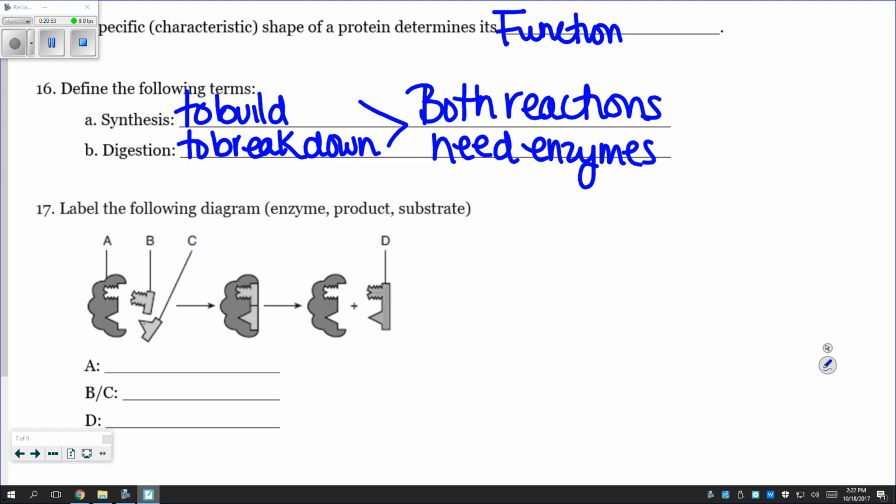If it wasn't for enzymes, you wouldn't be able to make energy, you wouldn't be able to break down your food. All of those things would take way too long. And because of that, we wouldn't be able to maintain homeostasis, and then we would die.